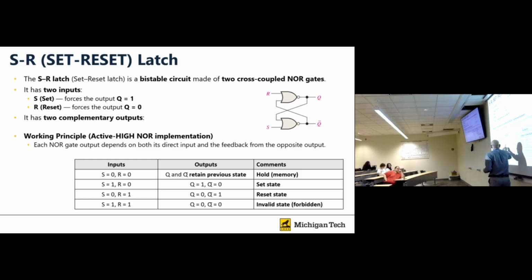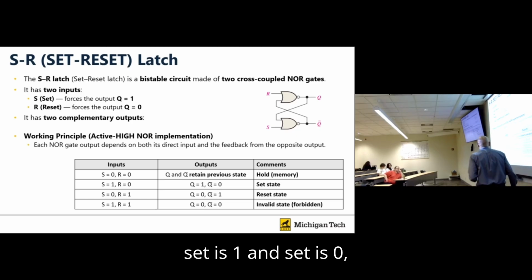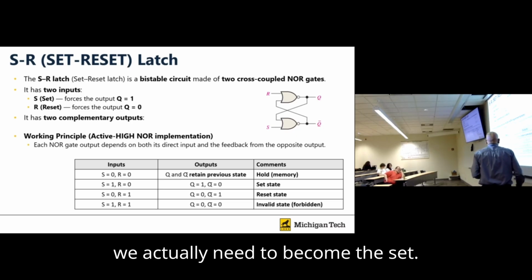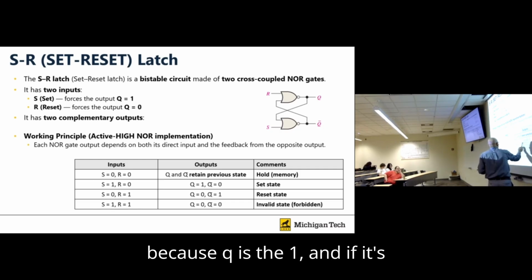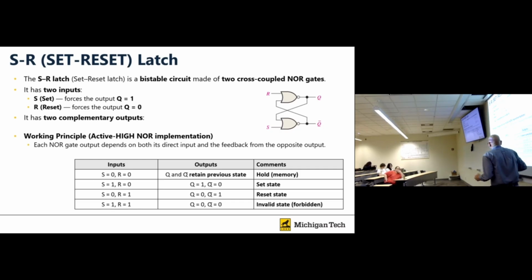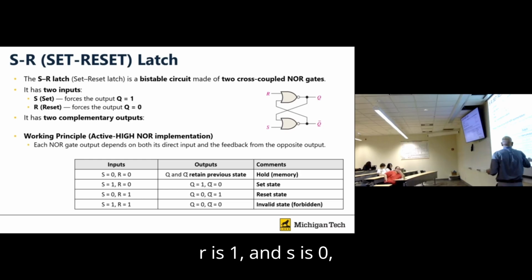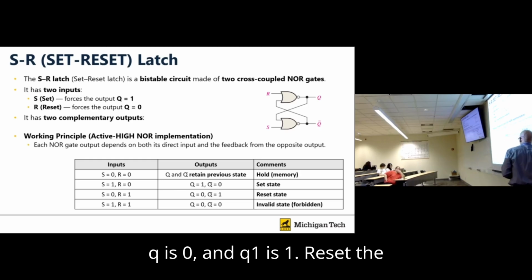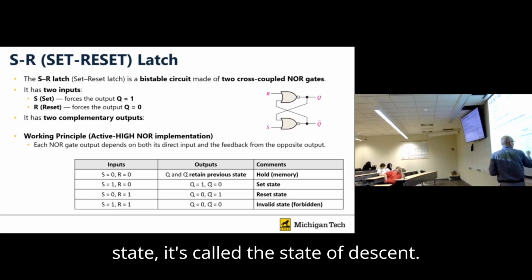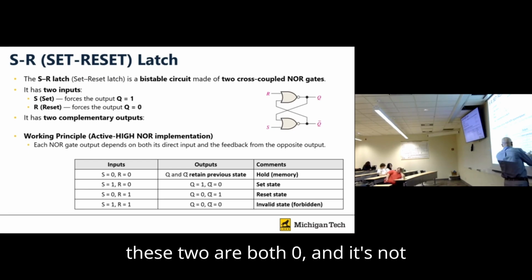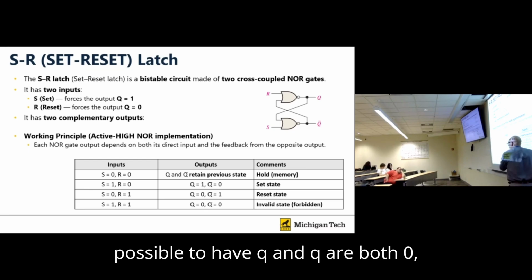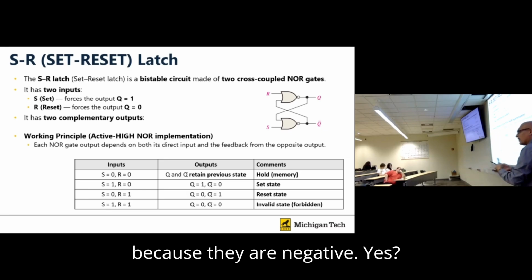If set is 1 and reset is 0, it becomes set, so Q is 1. If R is 1 and S is 0, Q is 0 and Q bar is 1, that's the reset state. And if both are 1, these two are both 0, and it's not possible to have Q and Q bar both 0 because they are negates of each other.